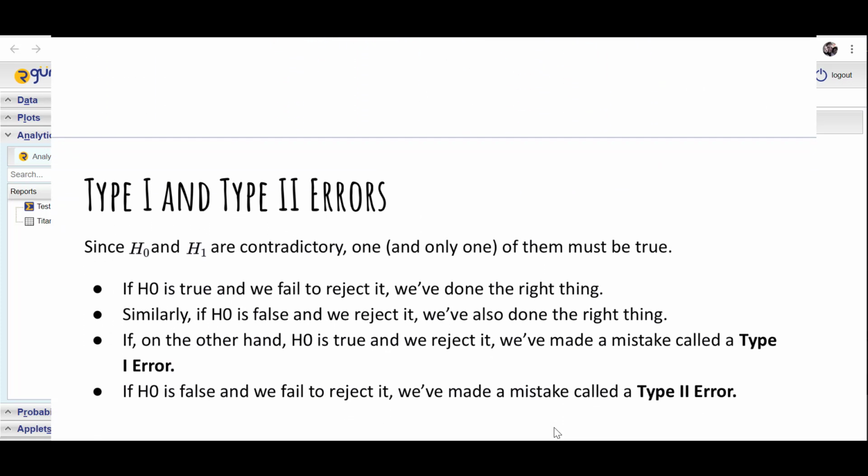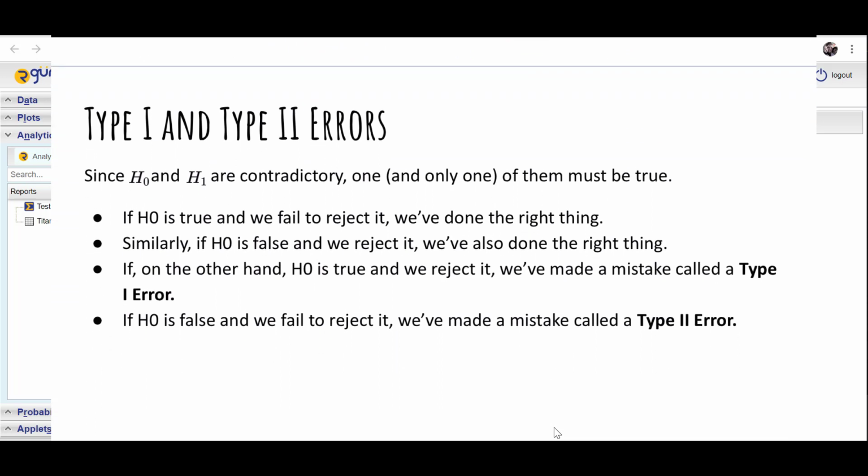Okay, so moving on, we have something called type 1 and type 2 errors. Since H0, the null, and H1, the alternate statement, are contradictory, only one of them can be true. So if the null is true, then our conclusion should be that we fail to reject it, because it is true. And if the null really is true, we have made the right decision. If the null is false, we should reject it instead. And if we do that, then we've done the right thing because it's false, so you should reject it.